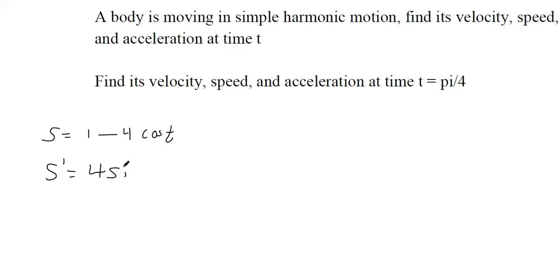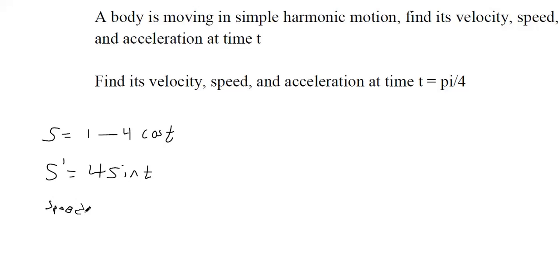That's because the derivative of cosine is negative sine, so negative 4 makes a positive 4. So that's the velocity. The speed is just the absolute value of the velocity.